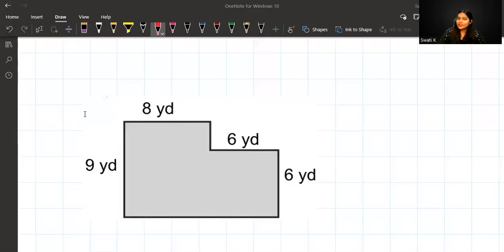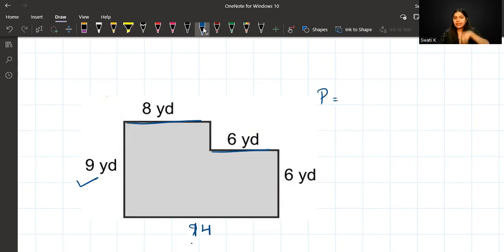All right, so this is our next question. In that question there was some error, so that is why I skipped that question. So let's start. This is like a shape. We have to find the perimeter first. Of course, we have this 9. We do not have this one. It is very clear. This is 8 and this is 6. So 8 plus 6 is 14. So this is going to be 14 yard.